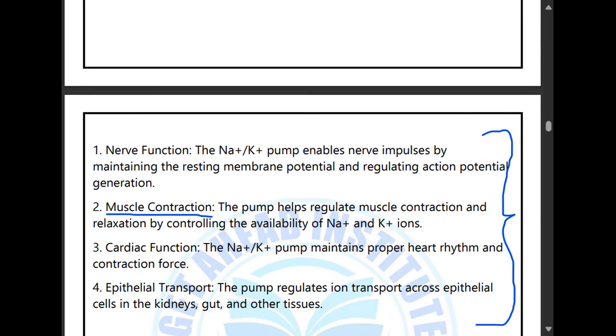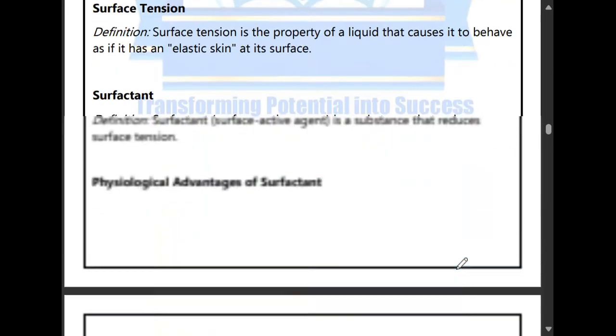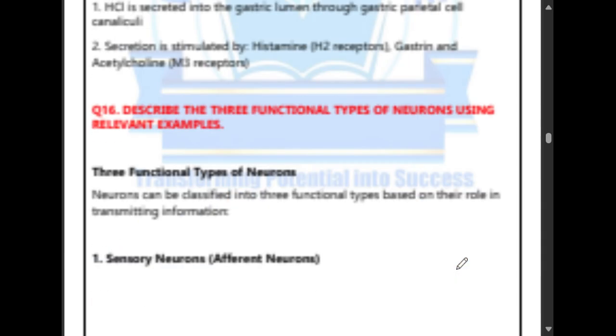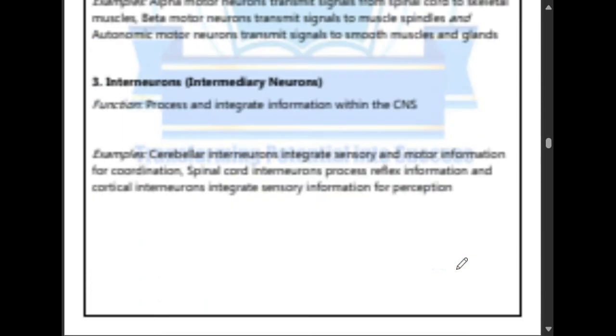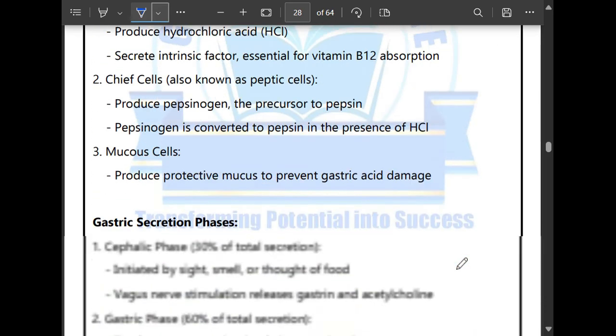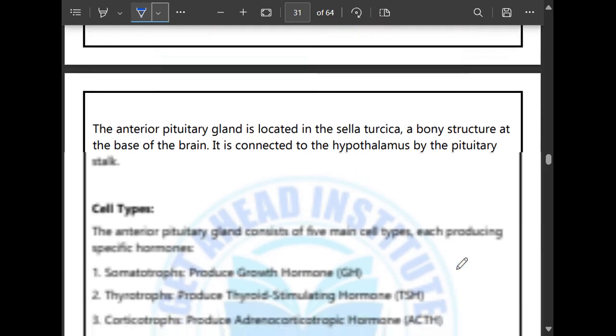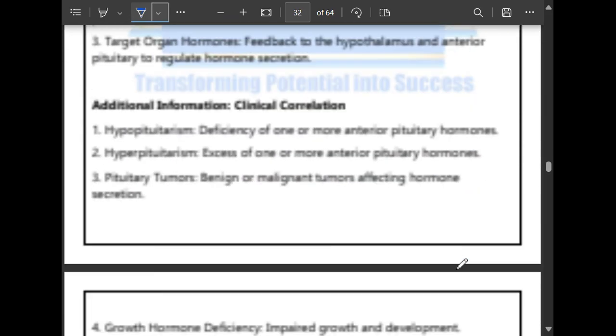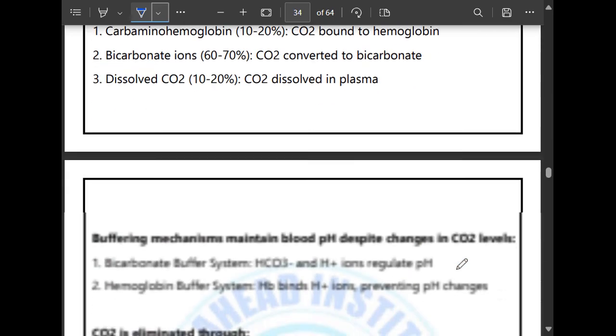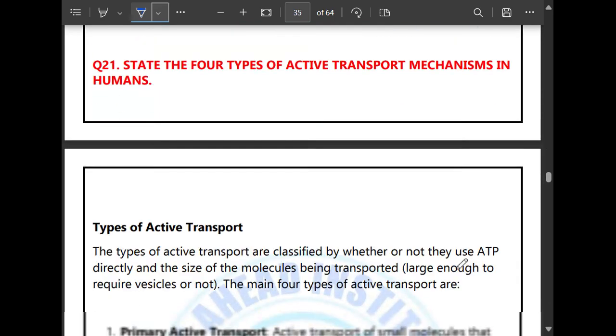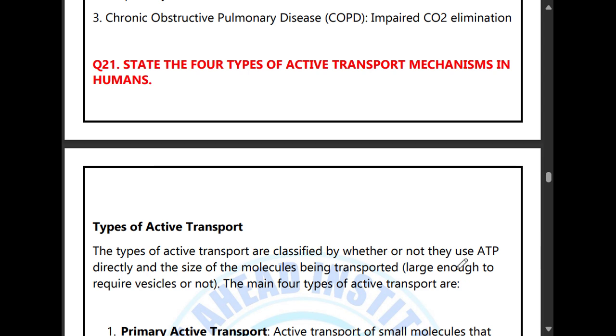All right. So we are going to skip all these questions and we are going to go to question number 21. I want us to exhaust cellular physiology essay questions before we go to other topics. So we are going to go to question number 21. Okay, so question number 21 says state the four types of active transport.